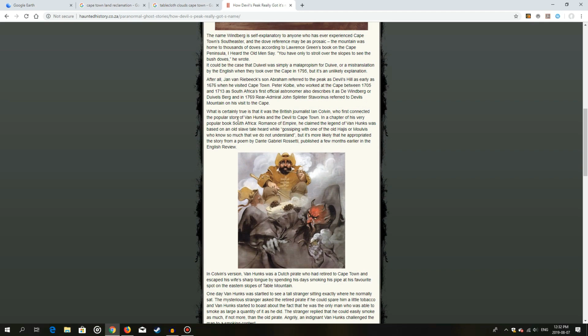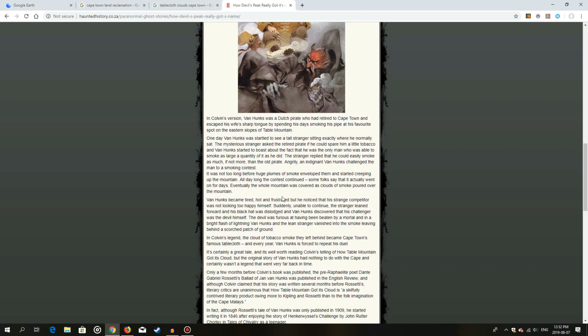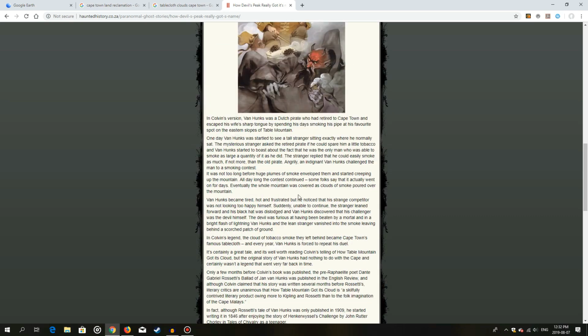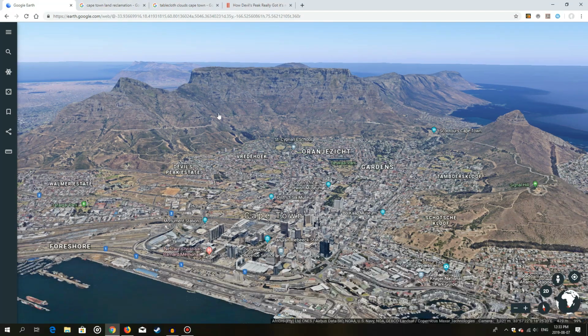First connected the popular story of Van Hunks and the devil to Cape Town. In a chapter of his very popular book, he claimed the legend of Van Hunks was based on an old slave tale heard while gossiping, etc., etc. Just want to see. Well, you can read the whole thing here, but basically they got into a smoking contest, Van Hunks with the devil. Anyway, and that's why we get this tablecloth today.